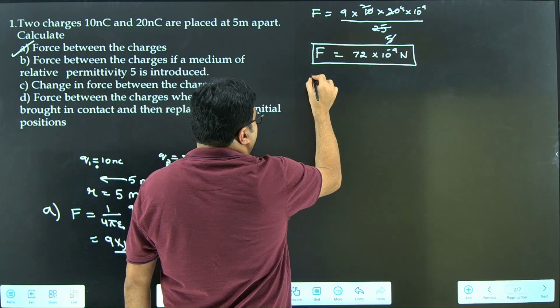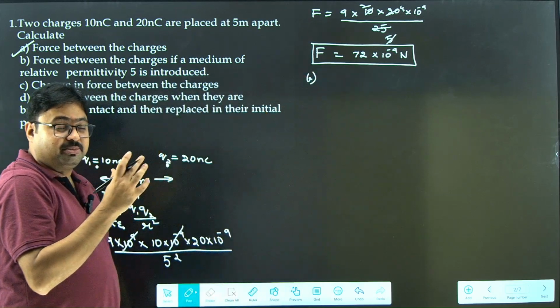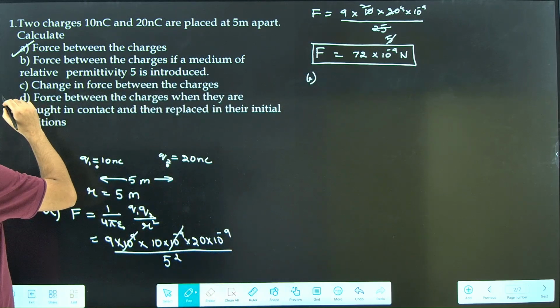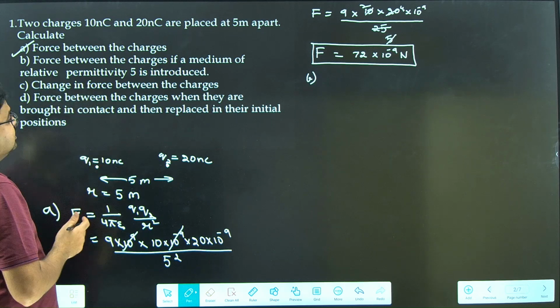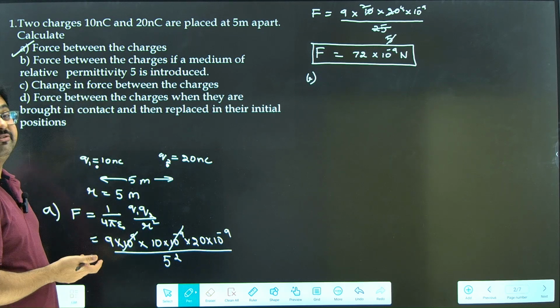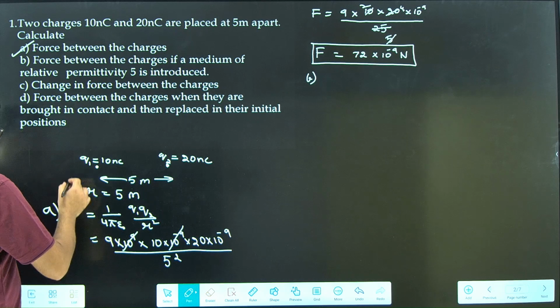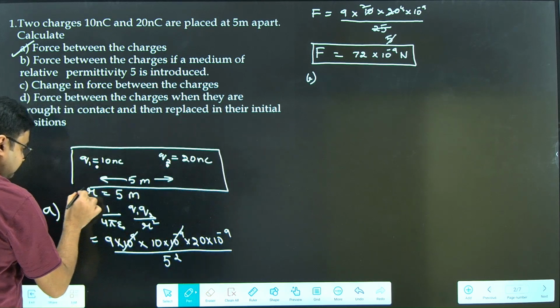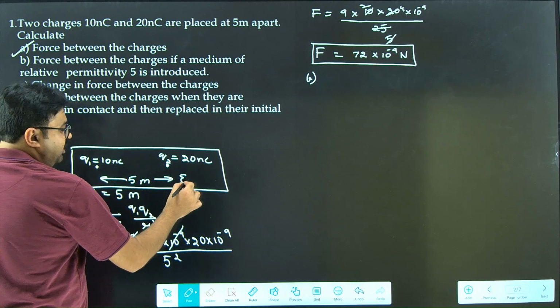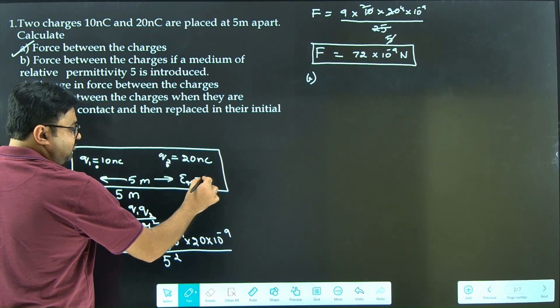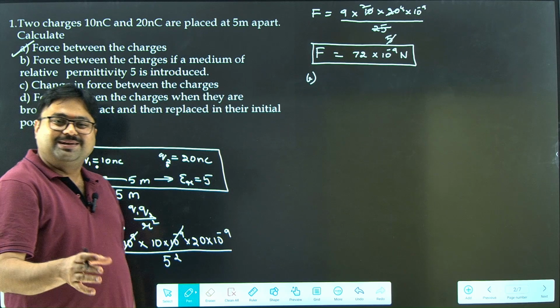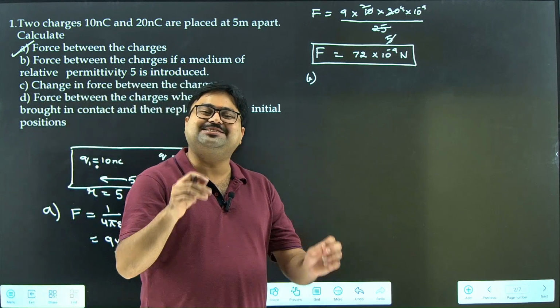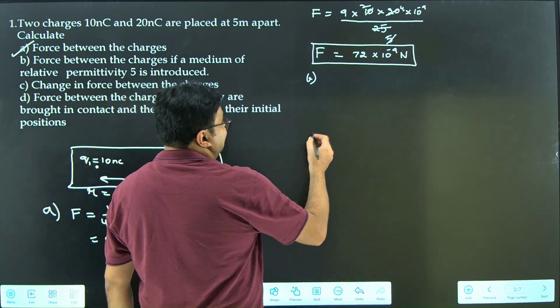Let's look at the B part of the question, my dear friends. The B part says, the force between the two charges if a medium of relative permittivity 5 is introduced. Now you have this system of charges. Let's say you put them in a medium whose relative permittivity epsilon r is 5, then what would happen? Nothing much happens. The formula changes by a very little bit. Let's look at what the formula becomes.